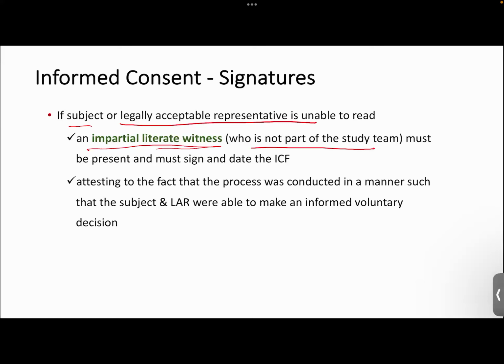What is the role of the impartial witness? The impartial witness's role is to confirm that the person has been informed verbally, and that it matches what is written. Because if the subject or LAR is not able to read and write, there should be someone to validate. So they attest the fact that the consenting has been done in the right way. Now, if someone is able to sign, that doesn't mean that they don't need an impartial witness, because they are just able to sign it. They are not able to read the whole ICF.